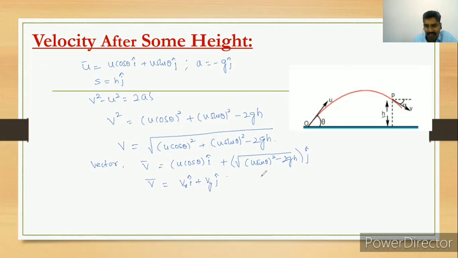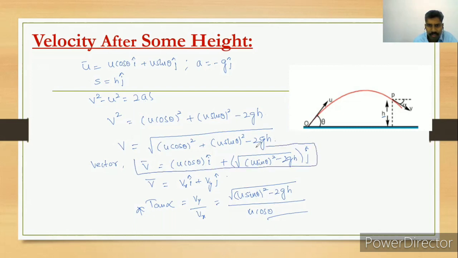So the angle made by the velocity with the horizontal: tan alpha is equal to vy by vx. Vy is the square root of u sin theta whole square minus 2gh, divided by u cos theta. So these are the two cases we got, the tan alpha value and the v value, for this case also. Next case we will see.